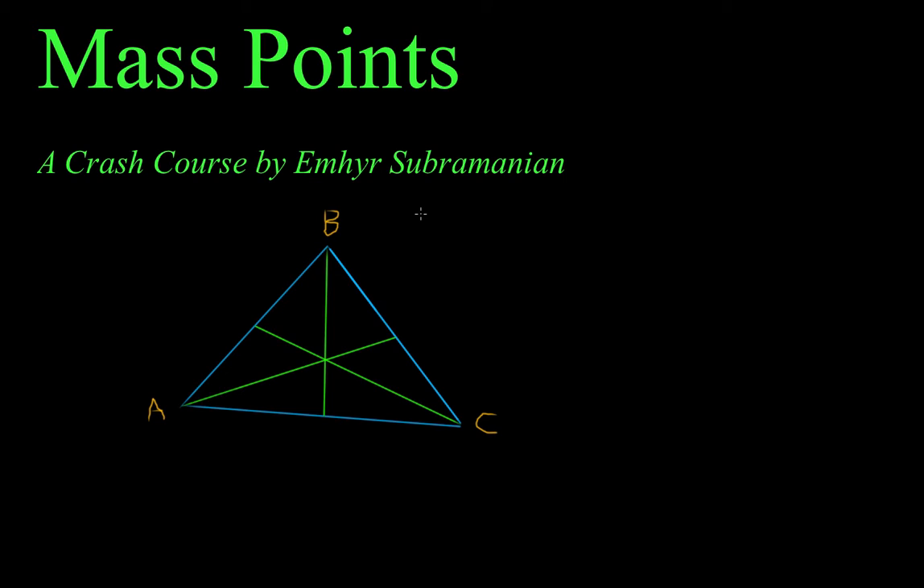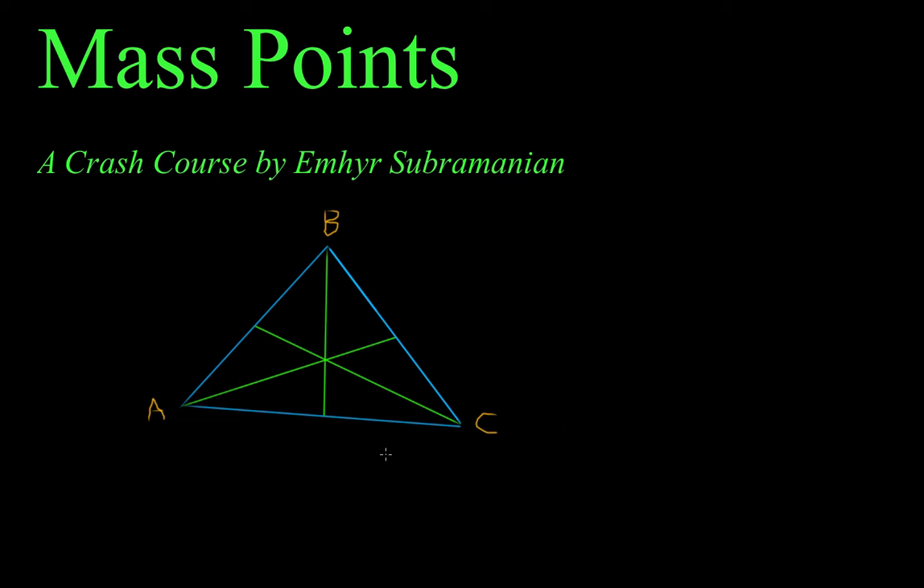Mass points is a geometric tool that you can use to simplify proofs and, more importantly for what we're going to talk about, to simplify how to find ratios. So this is just an introduction problem. What mass points involves is assigning weights to different points and accordingly finding out ratios.